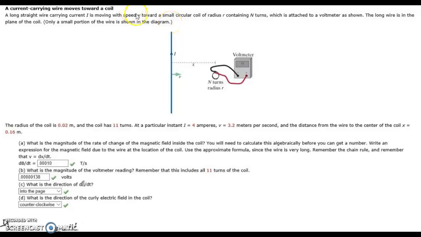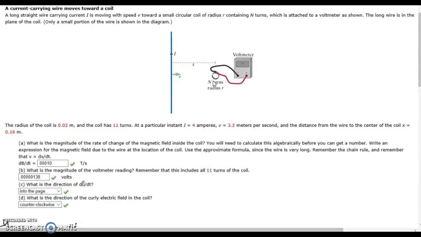Okay, so this is an interesting WebAssign problem. Basically what we have is a wire carrying a current, and the wire is moving in this direction with the velocity v. And it's a distance x from this coil here, which has a current going through it as well. Actually, it doesn't have a current, never mind.